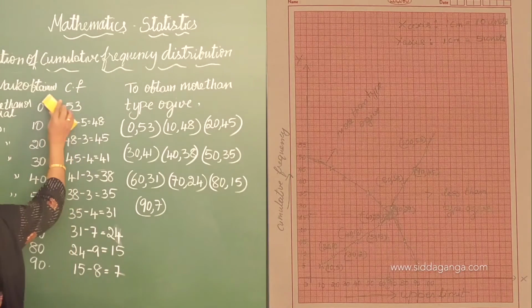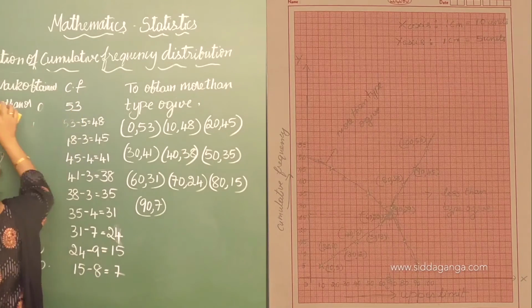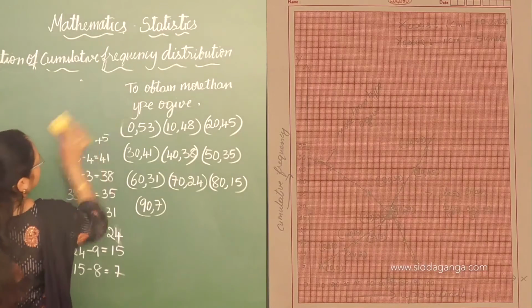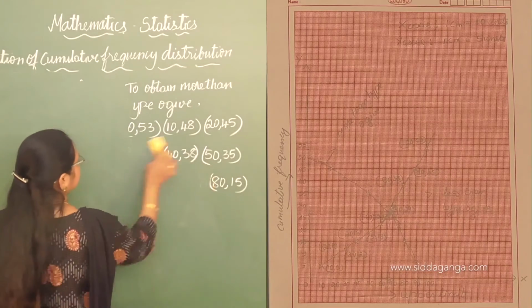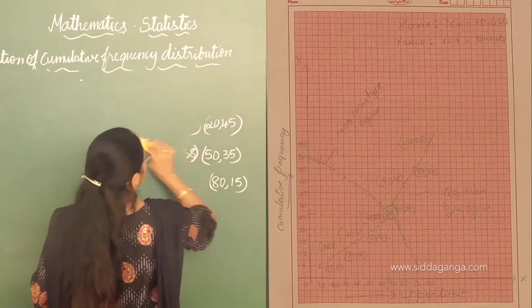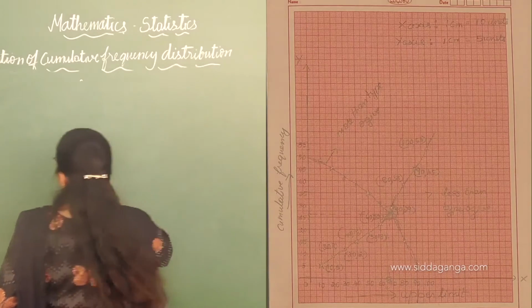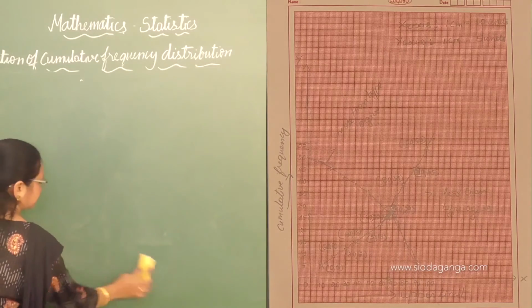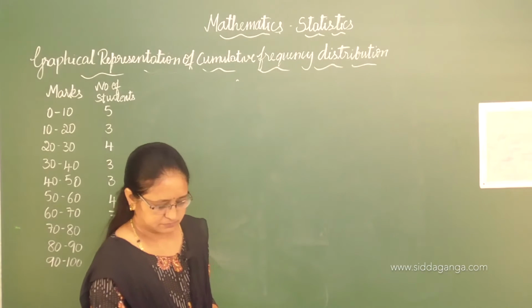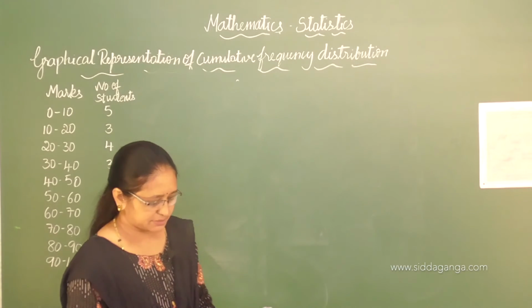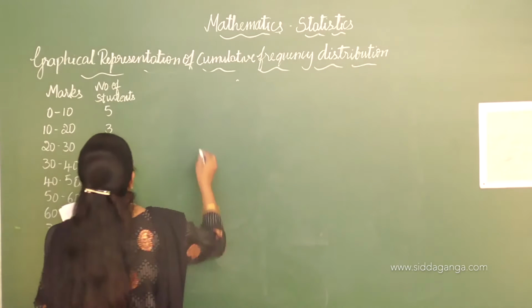Now just see, I hope you can recall the formula to find out the median. So for the cumulative frequency, I'll just write the less than type.